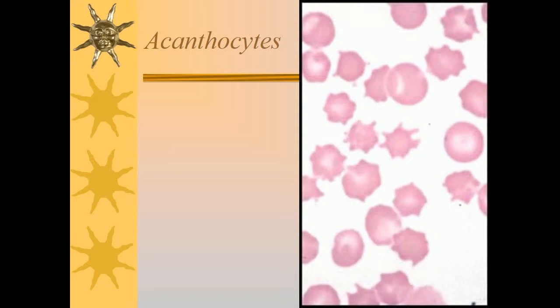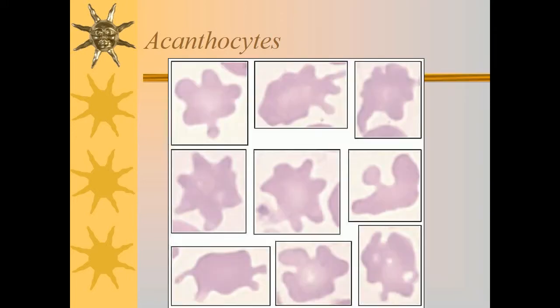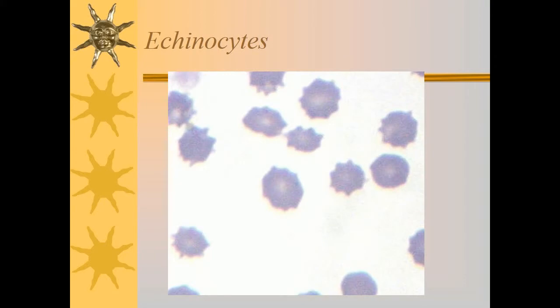Here you can see numerous acanthocytes. Notice their irregular surface projections. More acanthocytes. Here, by comparison, are echinocytes, with more regular surface projections.